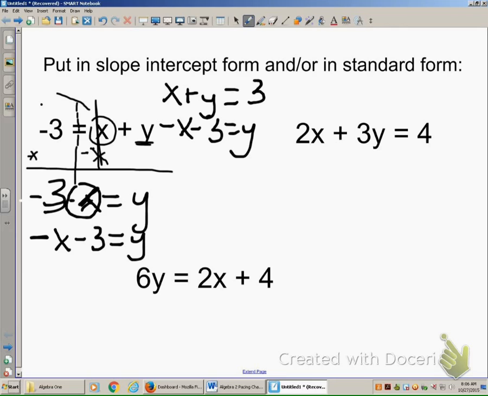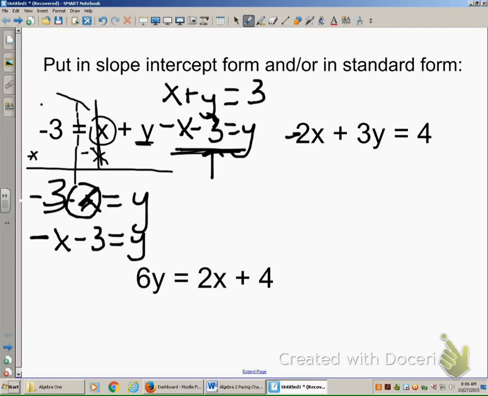Now remember, I told you if you're graphing it, you want the equation to be in slope-intercept form because you know the slope, you know the y-intercept. So that's going to allow you to graph the intercept first, and then the slope allows you to find the next point. Okay, so this equation, this next one over here, it is already in standard form as well.